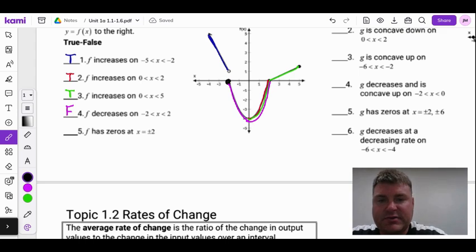Okay, and then the last one here is that we have zeros at plus and -2. Well, we touch the x-axis there and there, so that is most certainly true.